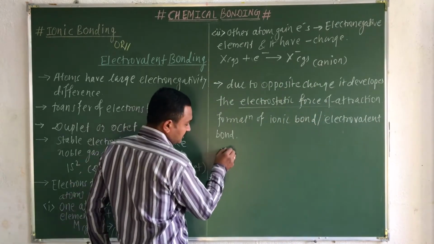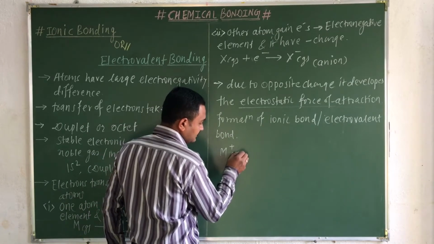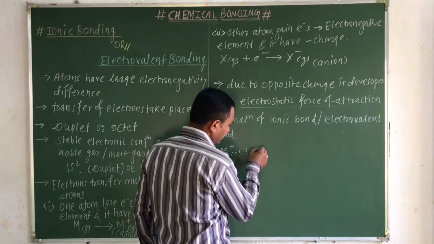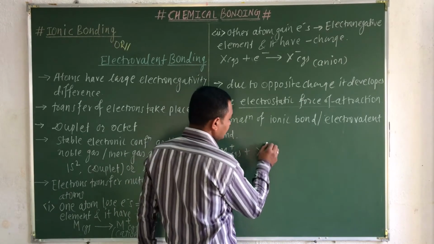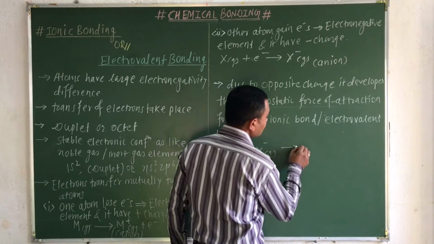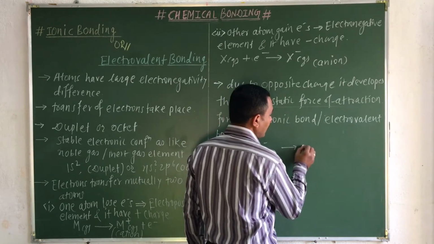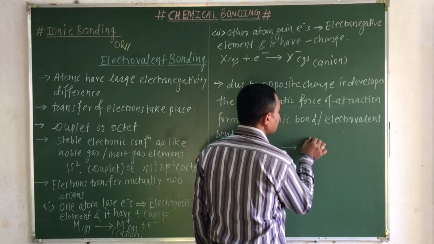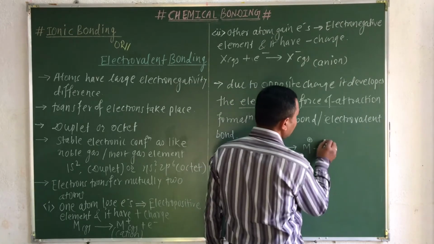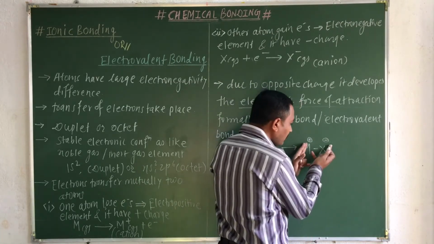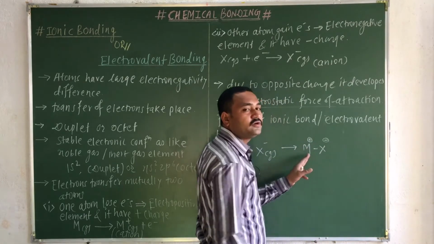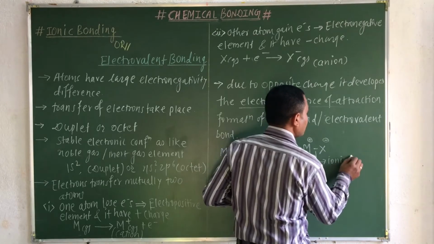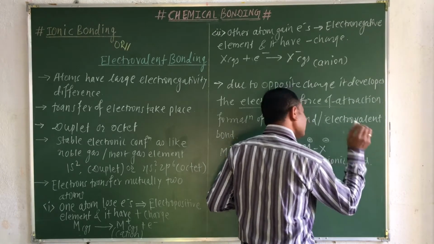We have considered the general example. So M+, having a positive charge, will attract X-, and this leads to the formation of your ionic compound, that is MX. Here M has a positive charge and X has a minus charge. Between the two opposite charges there is a development of an attractive force, and that attractive force is generally known as an ionic bond.